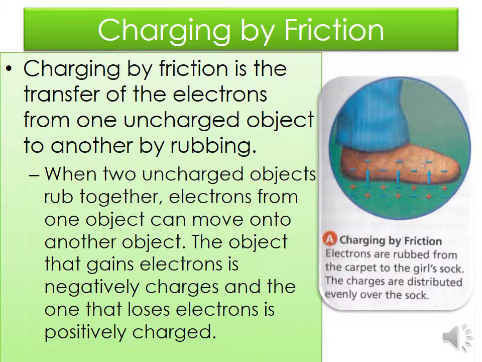So take a look at this example, charging by friction. Electrons are rubbed from the carpet to the girl's sock. The charges are distributed evenly over the sock. So you can see that the electrons are going from the carpet to her sock, giving her sock an overall negative charge.